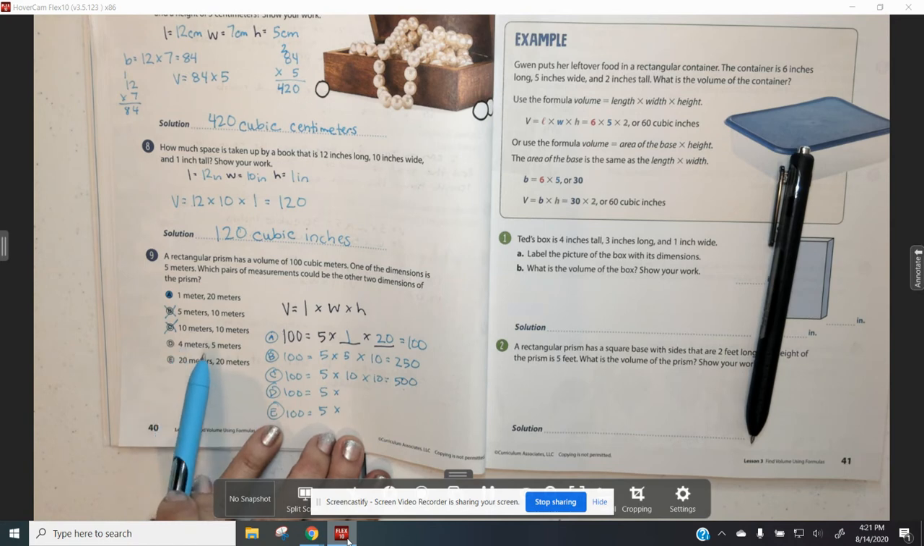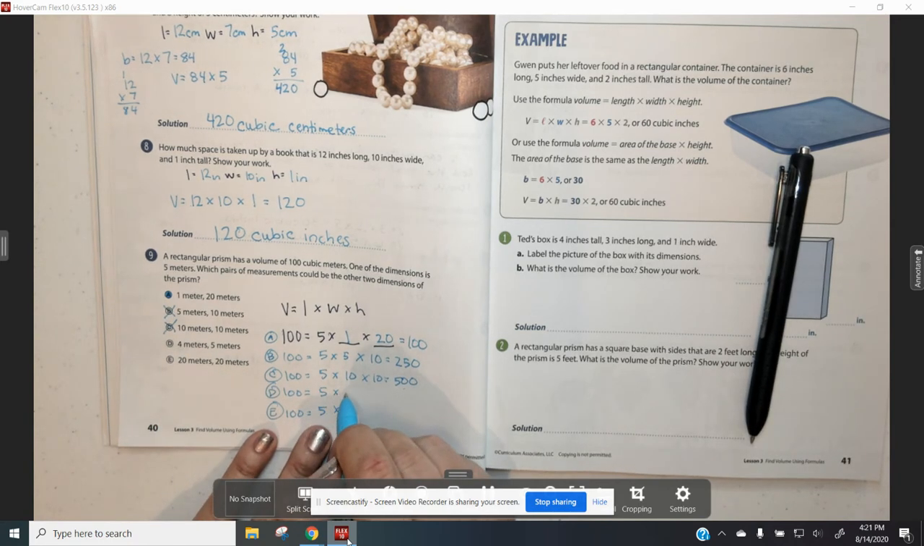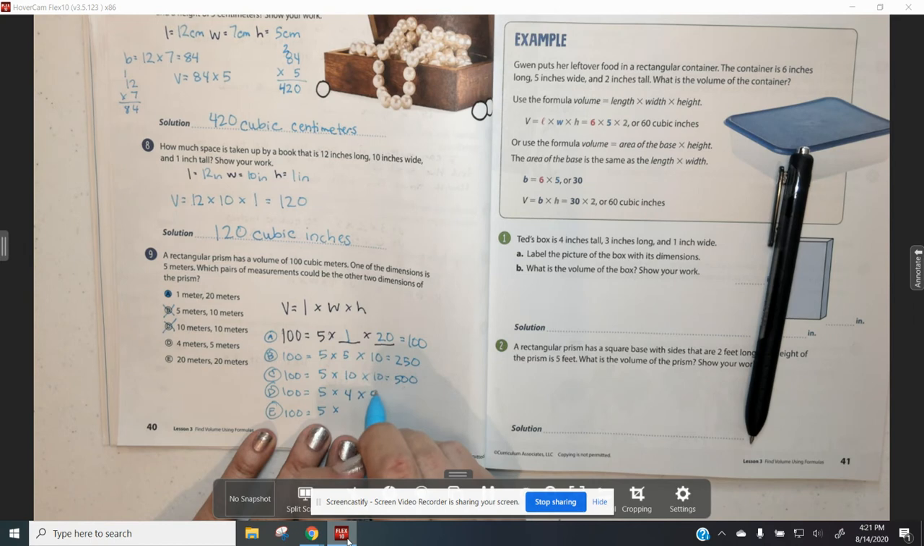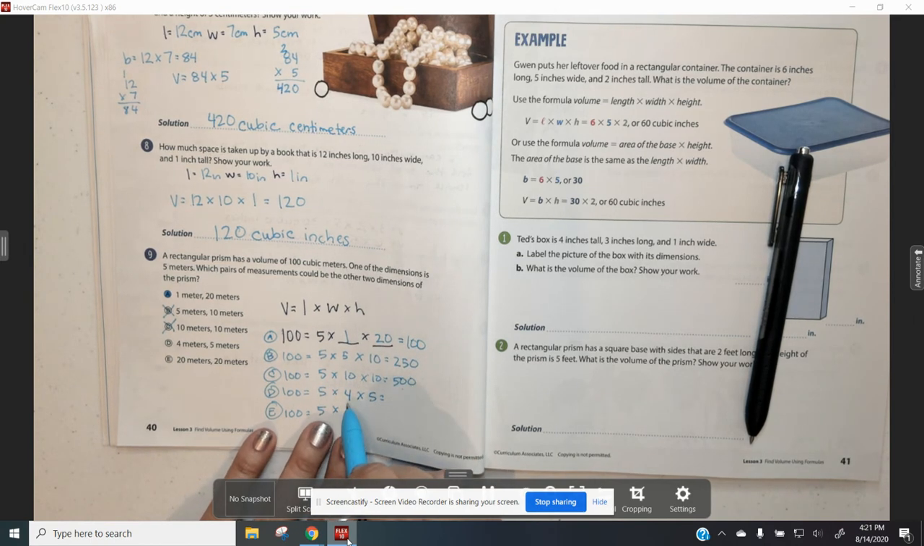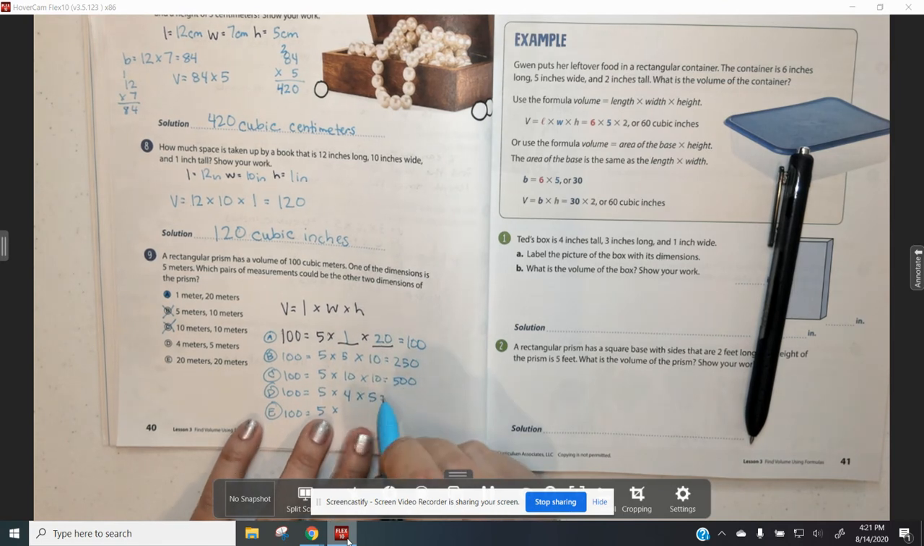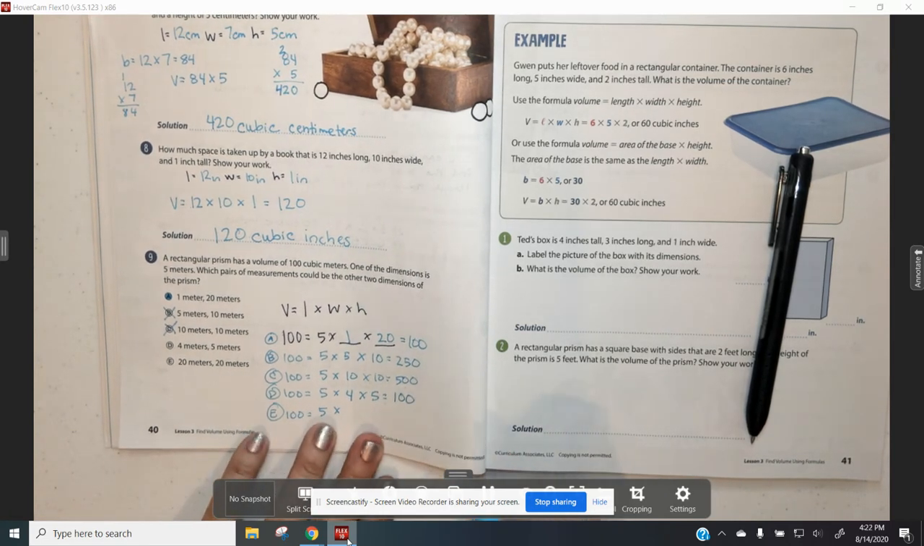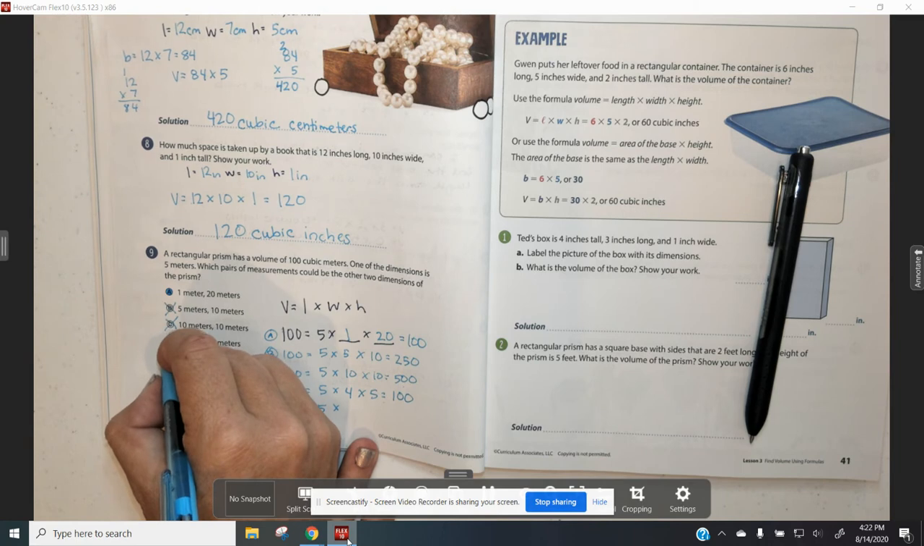Let's plug in 4 and 5. 5 times 4 times 5. 5 times 4 is 20. 20 times 5, we know because we did it up here, is 100. So D is also a correct answer.